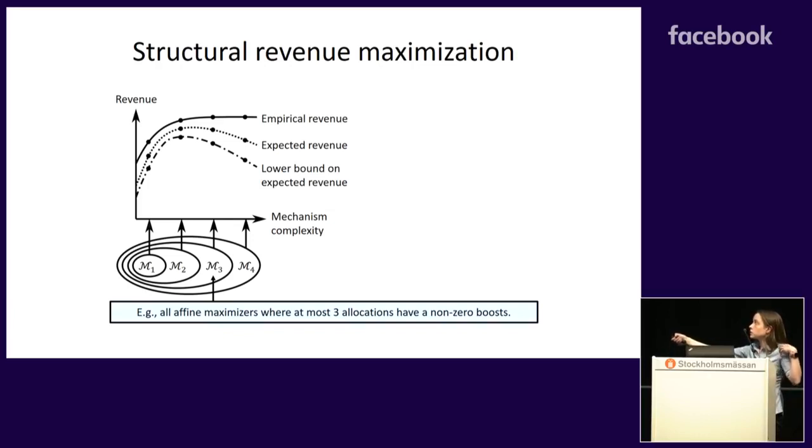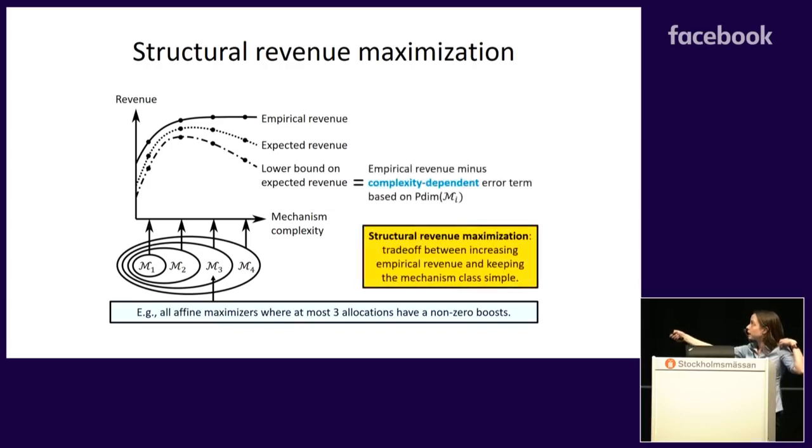What structural revenue maximization allows us to do is formulate a lower bound on expected revenue, which is complexity dependent. So it's the empirical revenue minus some complexity dependent term, which is based on the pseudo dimension of that individual subclass. So structural revenue maximization is basically the process of optimizing this trade-off between revenue maximization and also keeping the class simple.